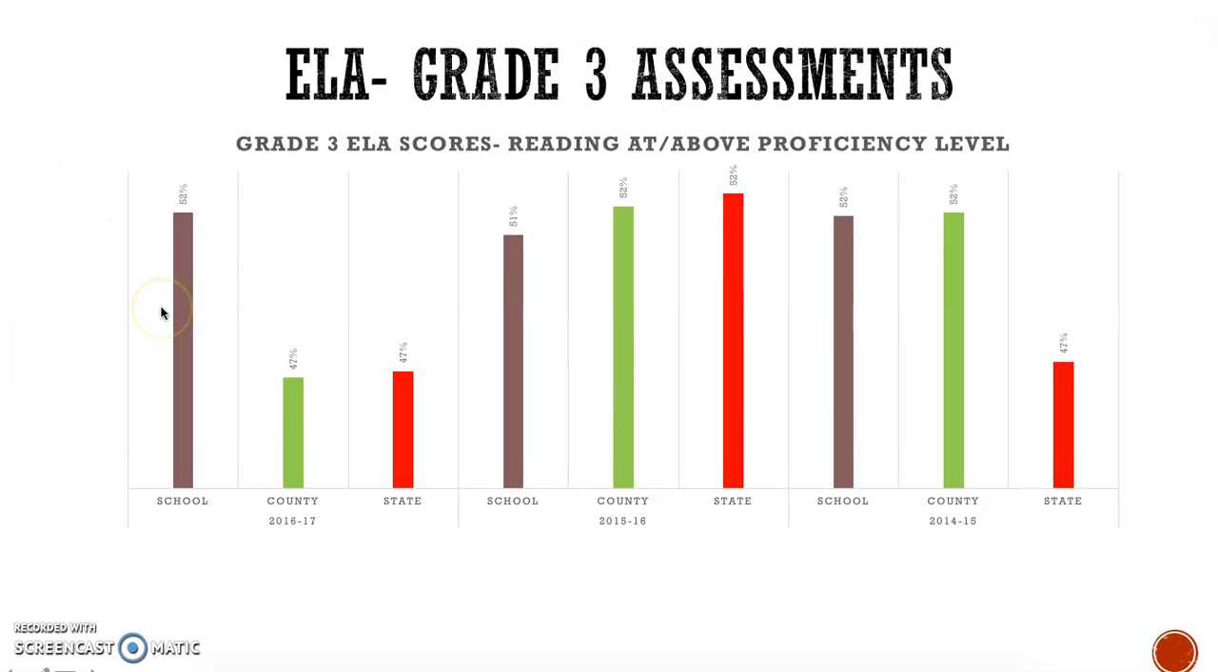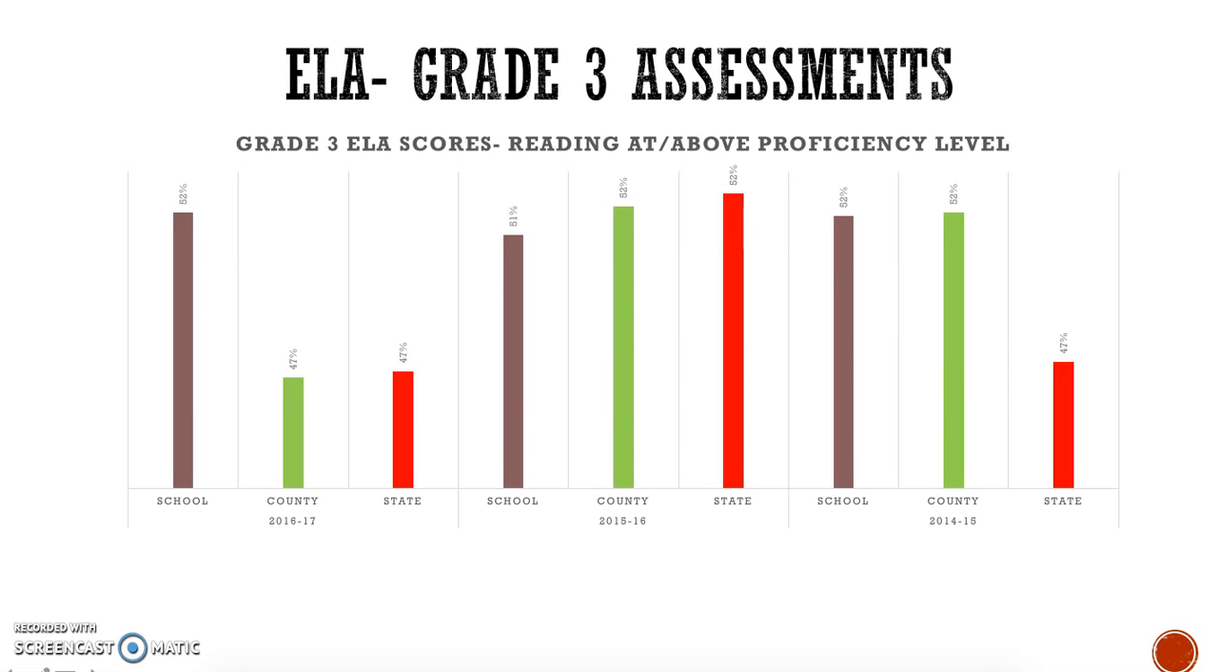Now we want to take a closer look at the trends for our ELA grade 3 assessments, reading at or above proficiency. On the school level, we're way above the county and state, which is great. But we start at 52%, going from 51, so we decrease. So we have this average of 52%. We want to see why there is no growth in our grade 3 assessments.